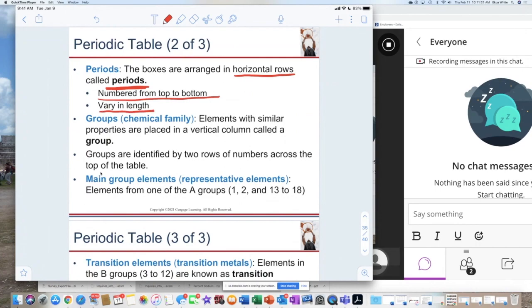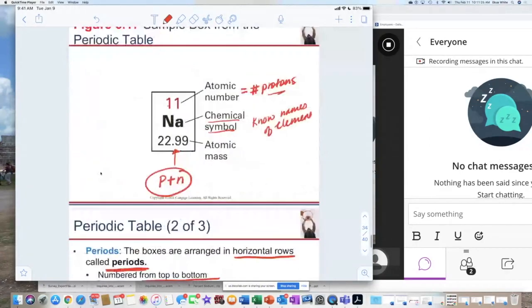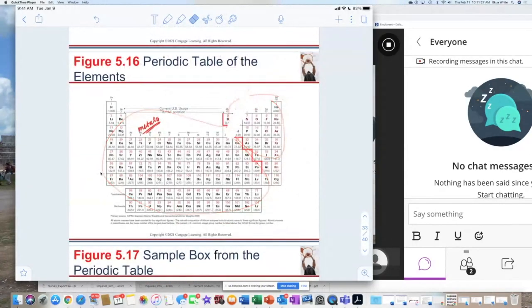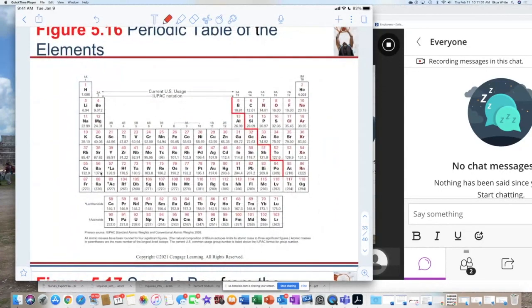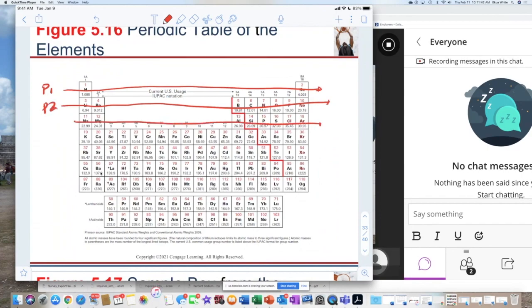We're told they vary in length. Some periods are very long, some periods are very short. Going back to our periodic table, let me erase all the scribble stuff I wrote here so I can show you the period. Across from here all the way to here, this is period 1, this right here, period 2, this right here, period 3, and you can see that, right? You have period 4 and then period 5.